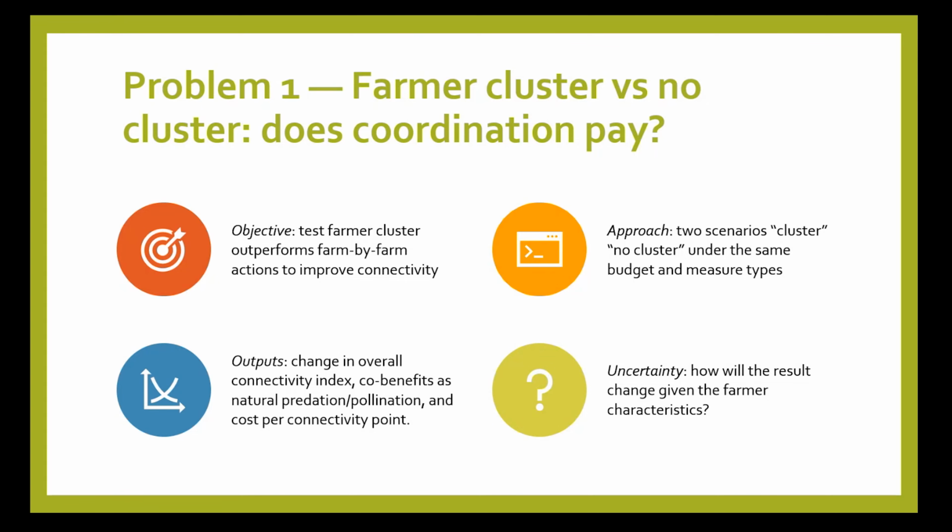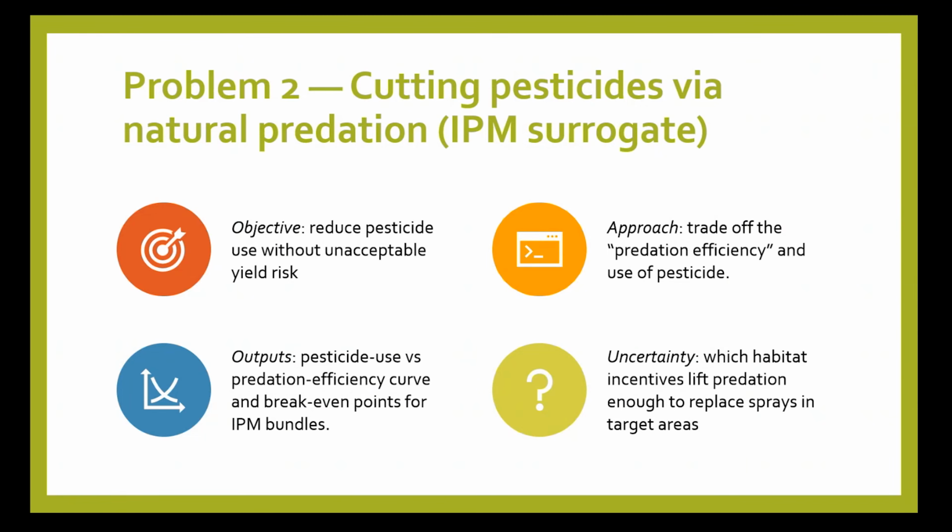So this was a first type of use case we had in mind when developing this: test different scenarios with or without a cluster. But we could also use the tool, with or without a farmer cluster, to analyze, for instance, cutting pesticide via natural predation, a kind of integrated pest management surrogate.